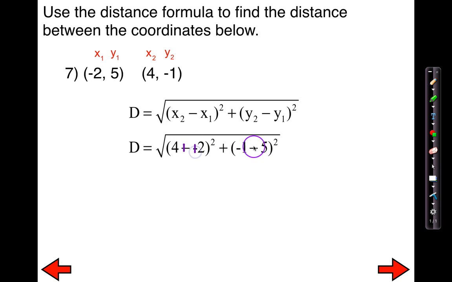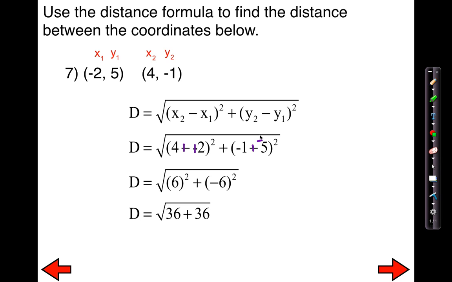We're going to add the opposite just to clean things up, leaving me with d equals 6 squared plus a negative 6 squared, which leaves us with d equals the square root of 36 plus 36. Keep simplifying, d equals the square root of 72. Since that's not a perfect square, you're going to have to round to the nearest tenth. You're going to have to go through the steps, and hopefully you ended up with approximately 8.5. So the distance between these 2 points is approximately 8.5 units.